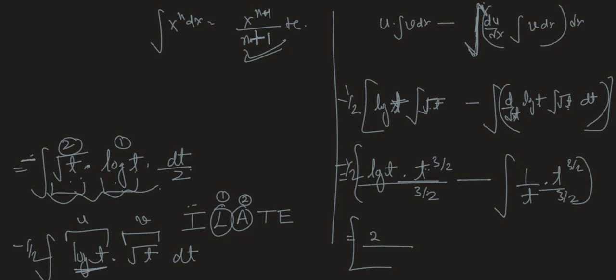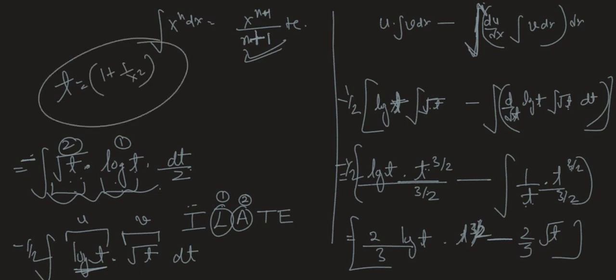Okay? So this is 2 by 3 log t raised to power 3 by 2, minus 2 by 3. What is this minus this? The power is subtracted: root of t. This is your answer pretty much. You are just supposed to put t is equal to 1 plus 1 by x square. So this is my answer, where t is this. Okay?